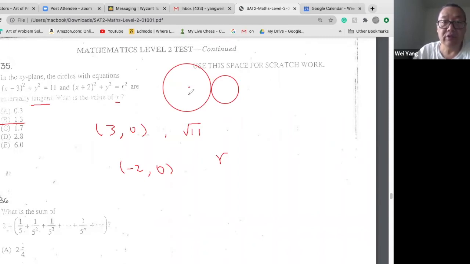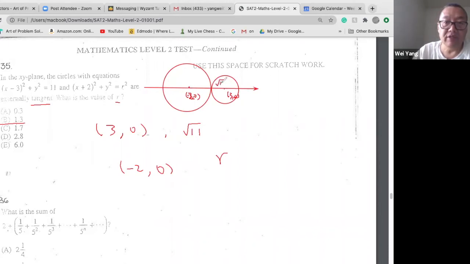Suppose that's (3, 0). This one is (3, 0). Another one will be (-2, 0). Then I can draw the horizontal axis, something like this, right? Then the distance between these two centers will be 5, right?